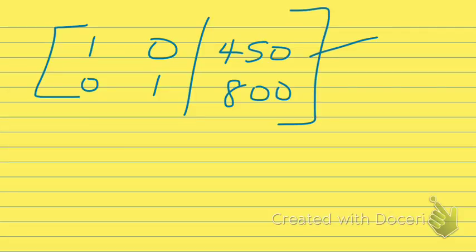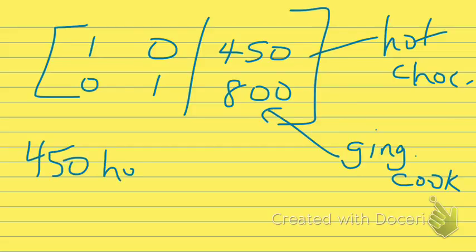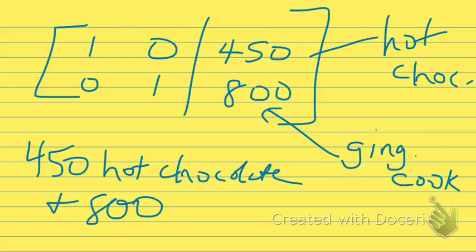The top number is going to be H. That means we've got 450 hot chocolates. And we've got 800 gingerbread cookies. But let me not be too lazy. Let's just go ahead and write this out. 450 hot chocolate. And 800 gingerbread cookies. Yay!